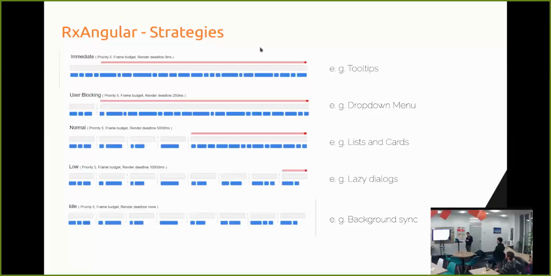User blocking has a render deadline of 250 milliseconds. So there's a time slot, and if it's finished in time, then there's no blocking. But if it's not finished after these milliseconds, then the rest is exhausted. The default strategy is normal, and here we have 5 seconds for the whole rendering. In the list, for example, we see it later, especially in Chrome. After 5 seconds, it will render the rest of the list. But if it gets finished before that, then you just see how the list is built up.